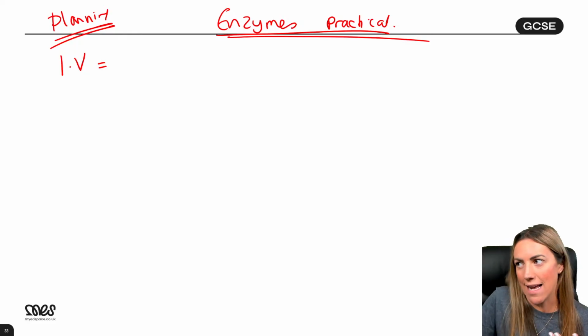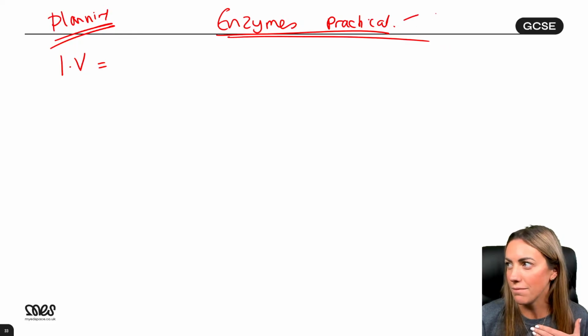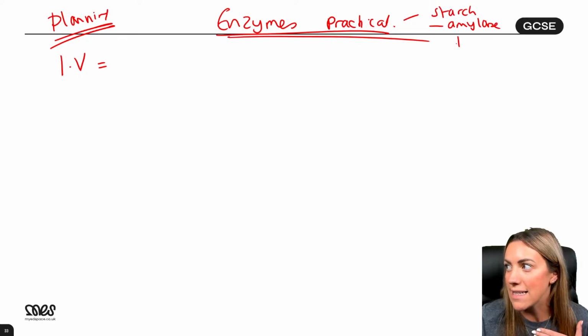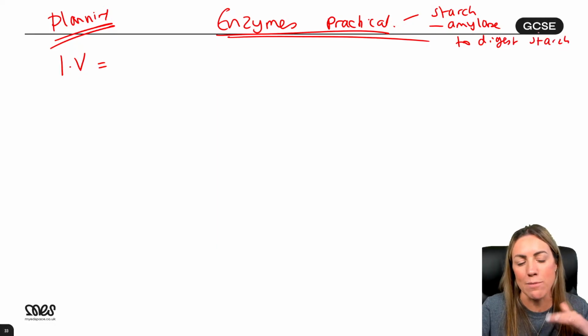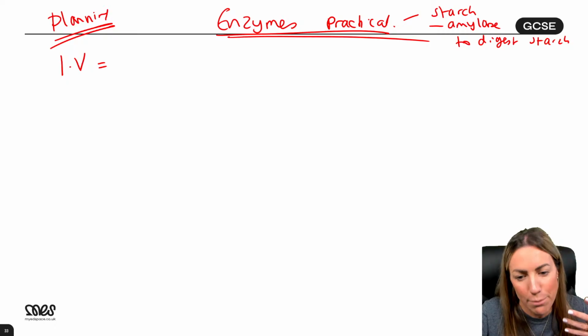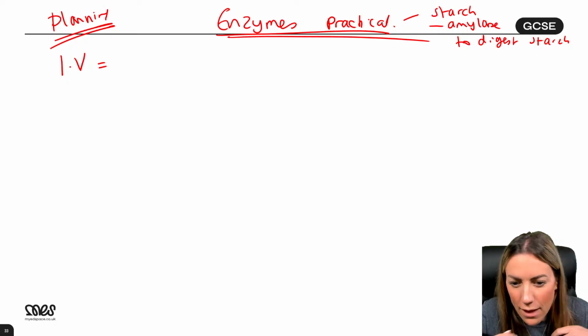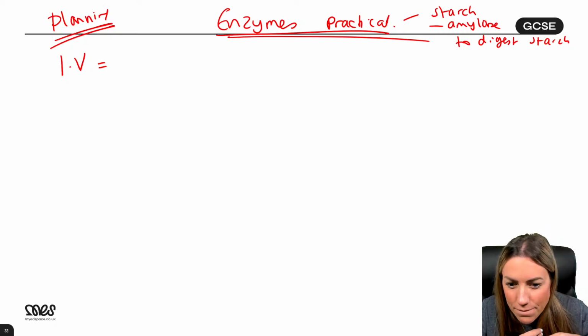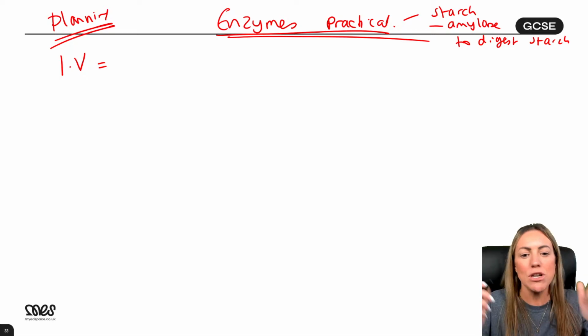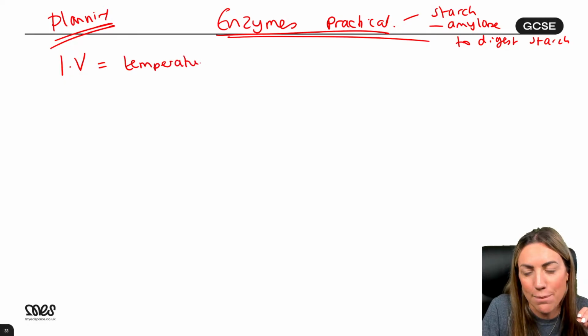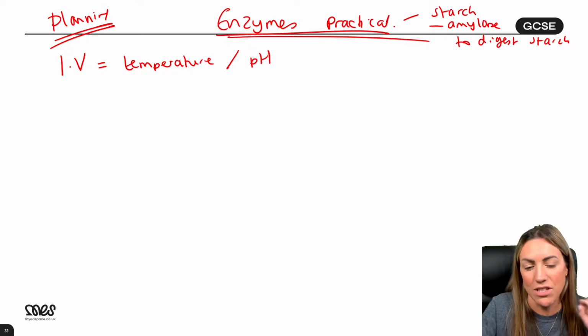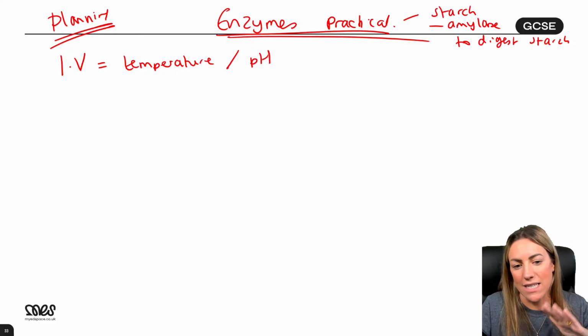Now, let's take an enzyme practical as our example. And let's imagine we're using starch and we're using amylase to digest the starch. What could my independent variable be? What could they ask me to plan? Temperature or pH, that's what I'm guessing. So my independent variable, if we are asked to plan this, it's probably going to be that we have to change the temperature or we have to change the pH, because they are 2 big factors that affect enzymes.